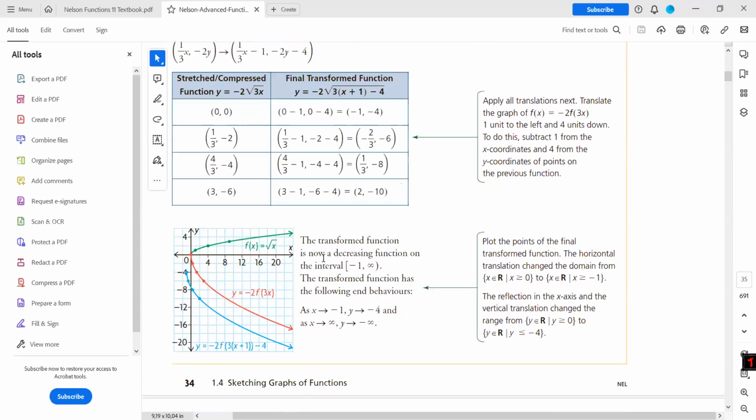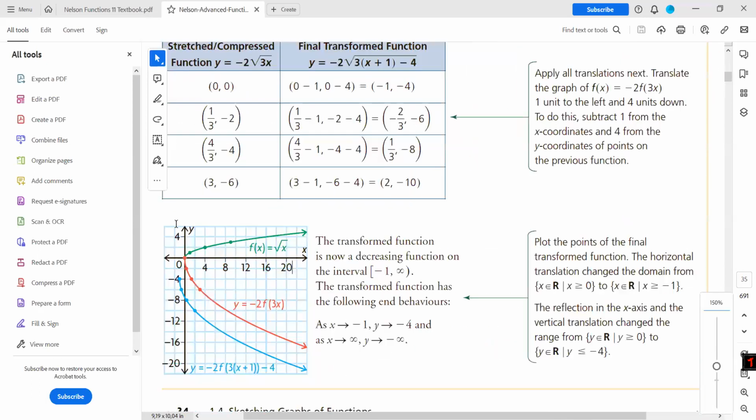The transformed function is now a decreasing function on the interval -1 to infinity. You see, the parent function was a positively increasing function. But now, as we reflected this function over the x-axis, you see, now it's facing downwards, and the function is decreasing, and the interval is different now. Now the interval is -1 to positive infinity.